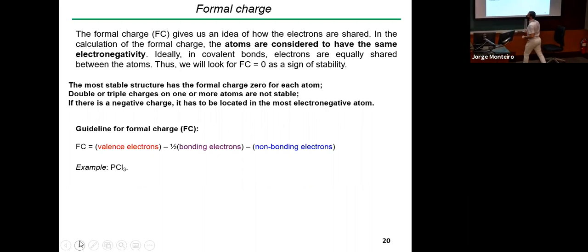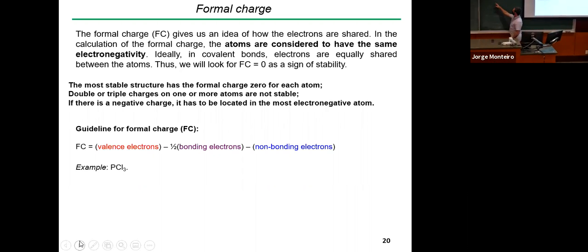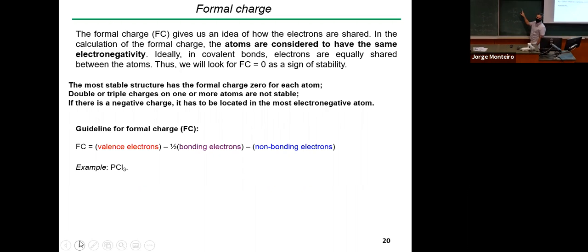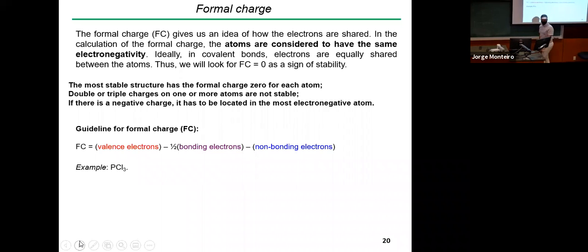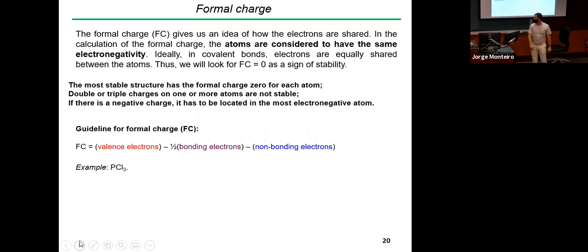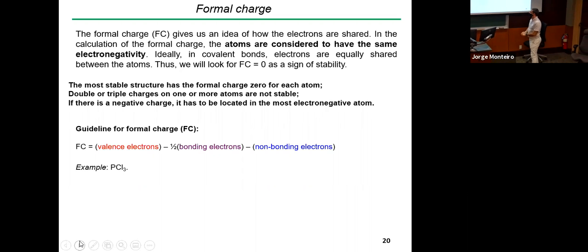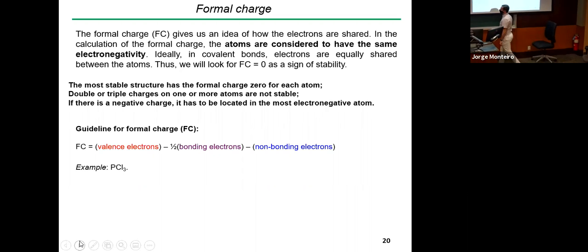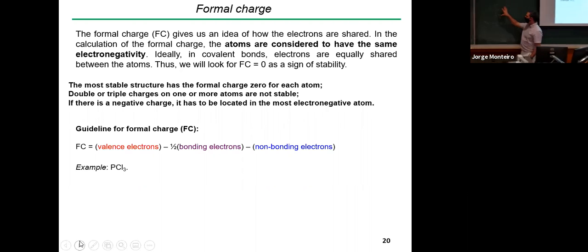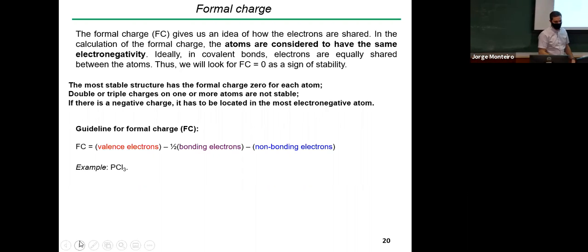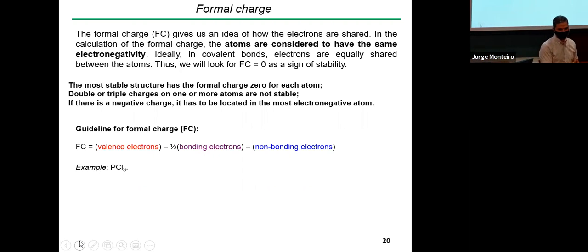And here's the trick. If you add up all the formal charges, you have to get the charge of the ion outside. Okay? So therefore, the third structure is the most stable among the three.